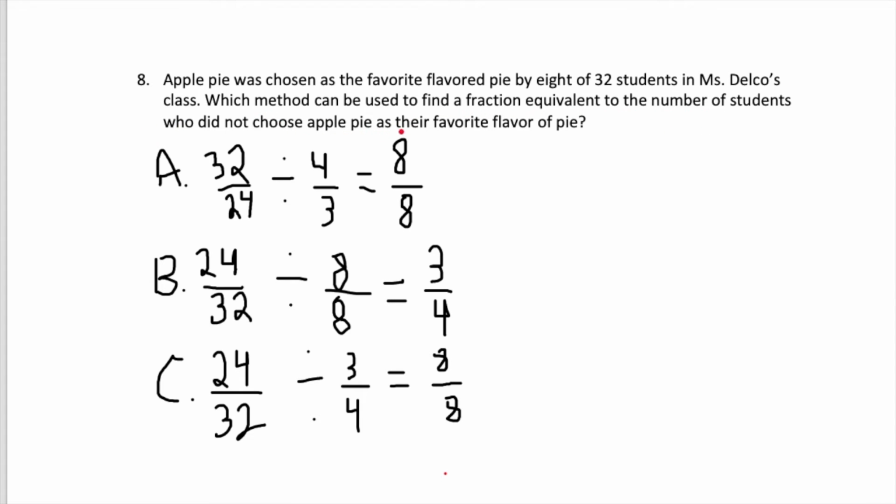Now, we're going to go through this fairly quickly. First thing we need to notice is that we're dealing with 8 people who chose apple pie. So we're going to circle 8. And we have a total of 32 students in all. All right, we have 32. So now, Ms. Delco's class, which method? Okay, so we're trying to find which method can be used to find a fraction equivalent to the number of students who did not choose apple pie as their favorite flavor of pie.